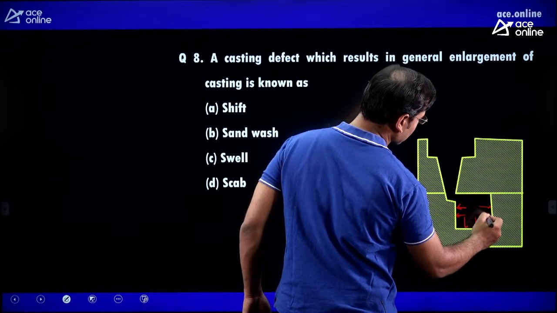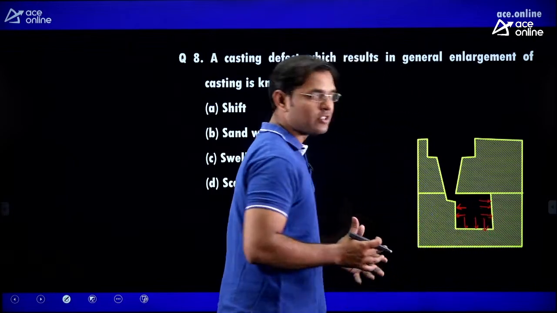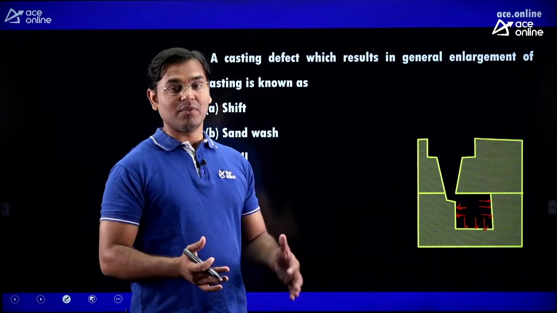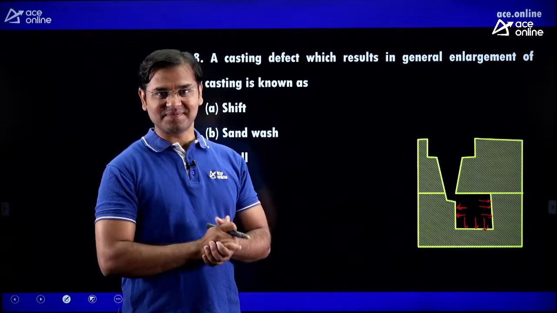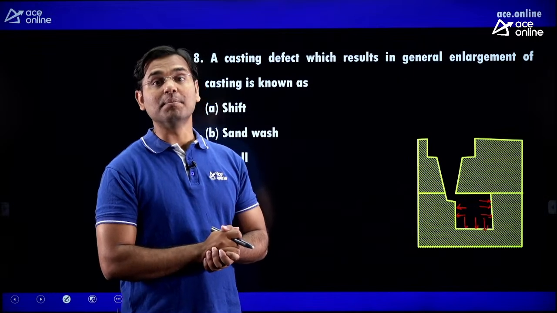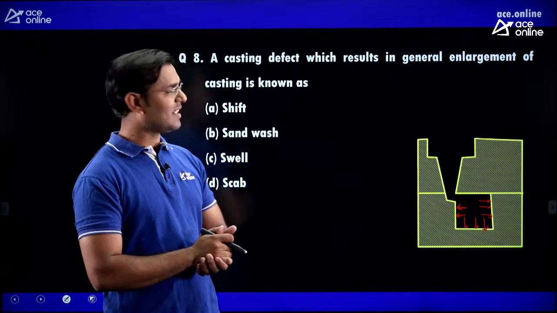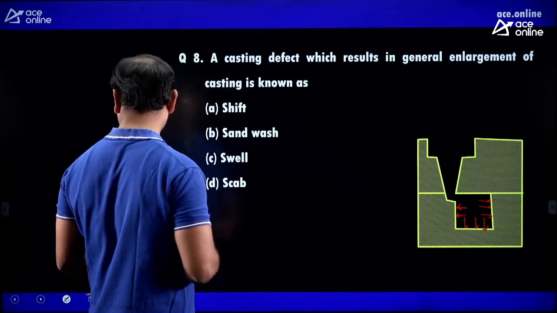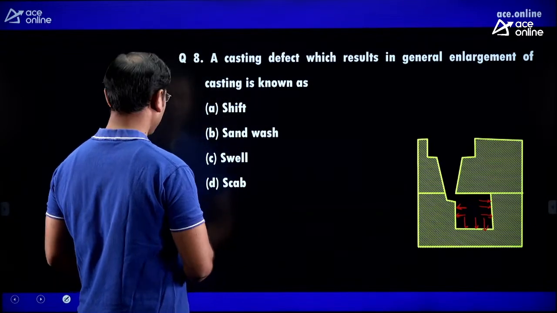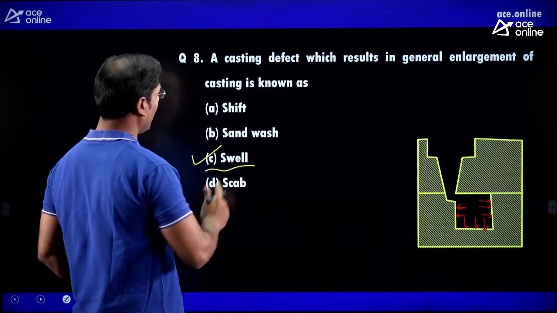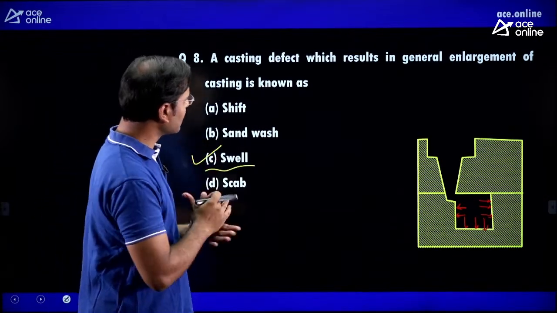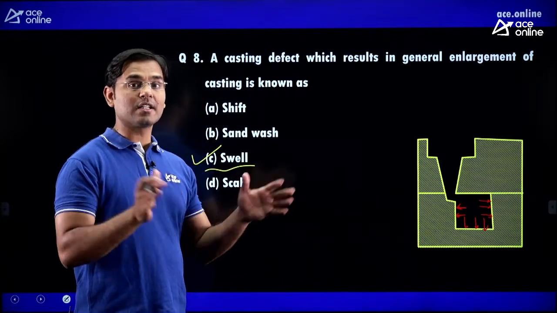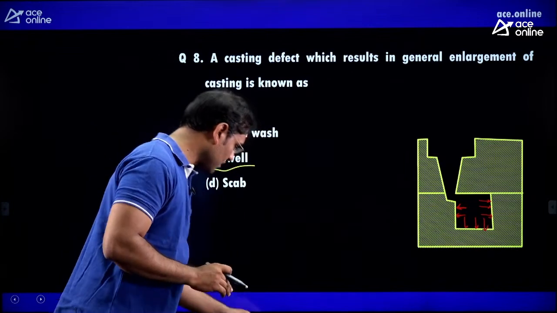And if the size of the casting cavity is increasing, then it is taking more volume of molten metal, and after solidification we will get a bigger size of casting, right? And what is the defect known as? That defect is known as swell. You see the option C. The swell is the casting defect which results in general enlargement of casting. Right. Now see next.